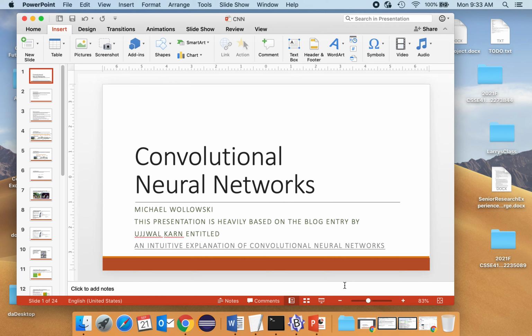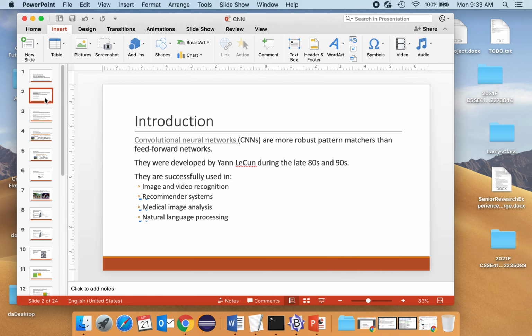This presentation is heavily based on a blog entry by Karn called An Intuitive Explanation of Convolutional Neural Networks, and I linked it up over here. I also use some information from Wikipedia. So let's start out a little bit.